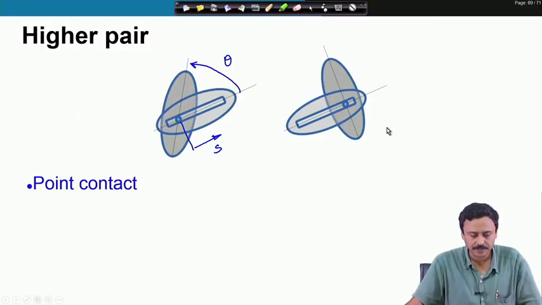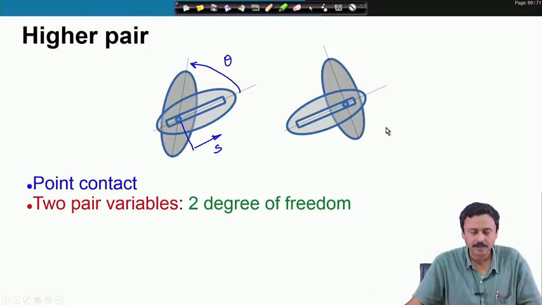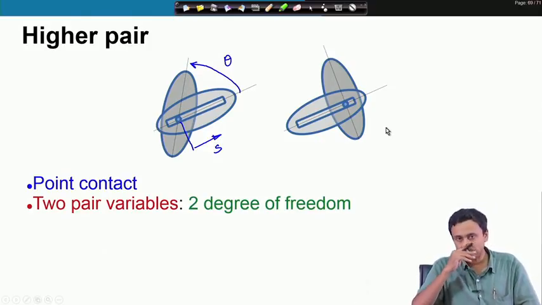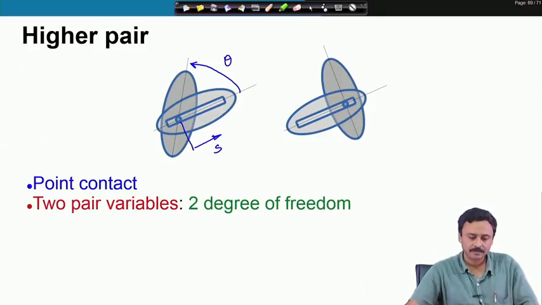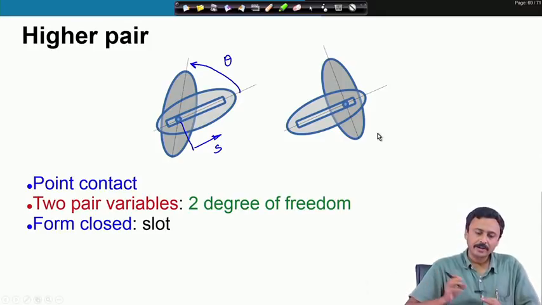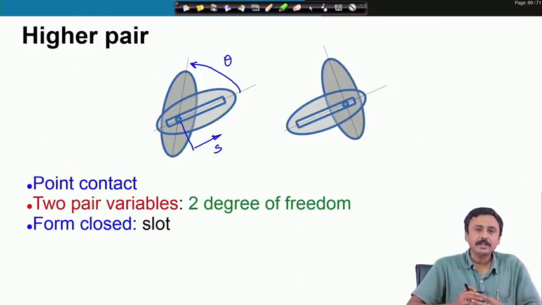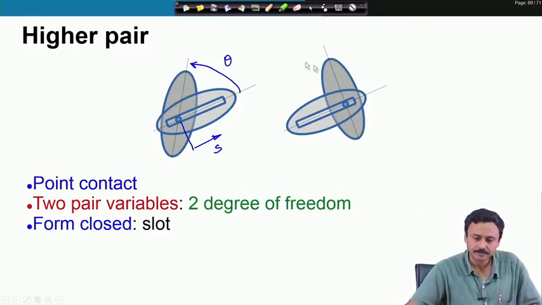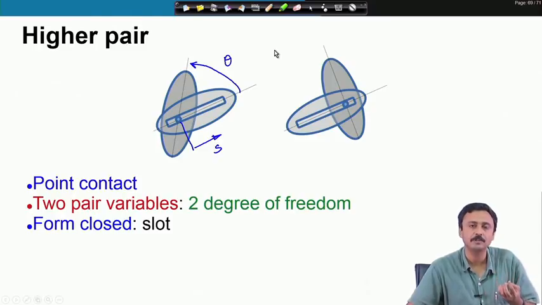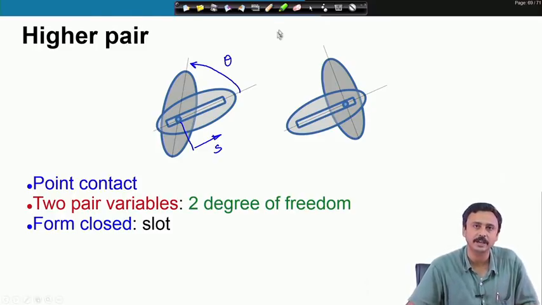Therefore, this is a higher kinematic pair. It has got 2 pair variables, as just now I mentioned, the sliding distance and the angle, and the contact is maintained by the form of the guide. So, this is known as a form closed kinematic pair. The slot forms the form closed kinematic pair.